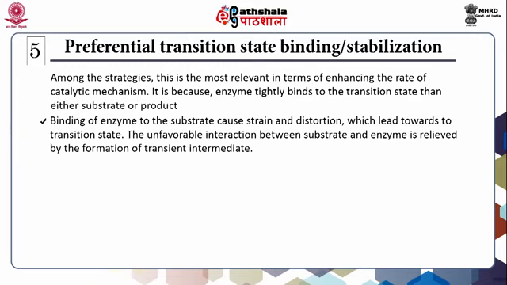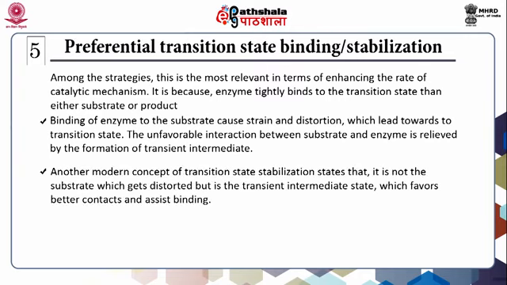The unfavorable interaction between substrate and enzyme is relieved by the formation of a transient intermediate. Another modern concept of transition state stabilization states that it is not the substrate which gets distorted, but the transient intermediate state, which favors better contacts and assists binding.